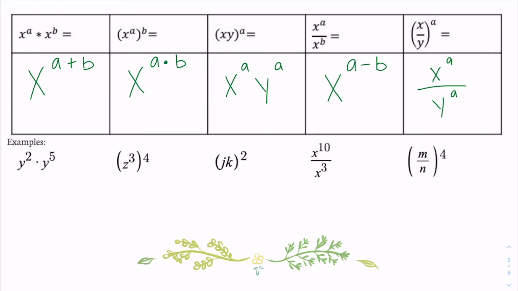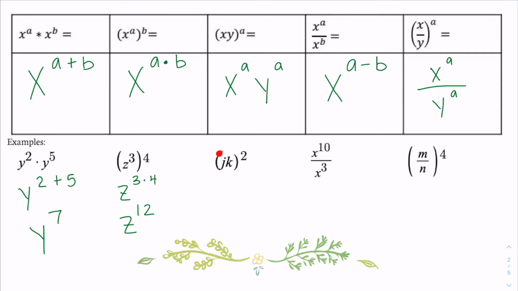Here we have y squared times y to the fifth. Since they have the same base of y, we add those exponents, and 2 plus 5 is 7. Here we have z cubed raised to the power of 4. So we are going to multiply 3 times 4 to get z raised to the power of 12.